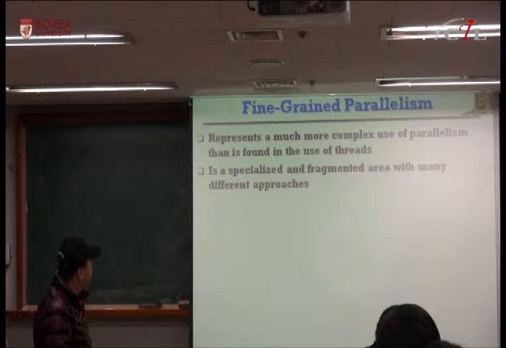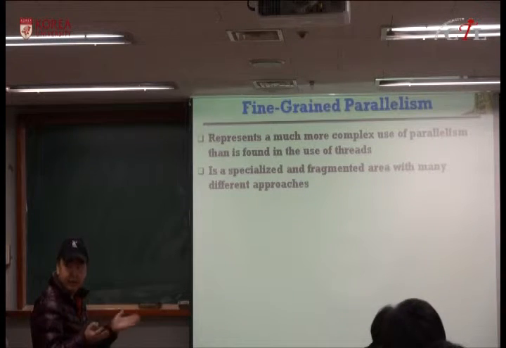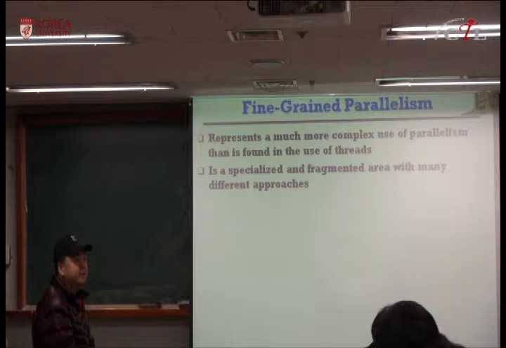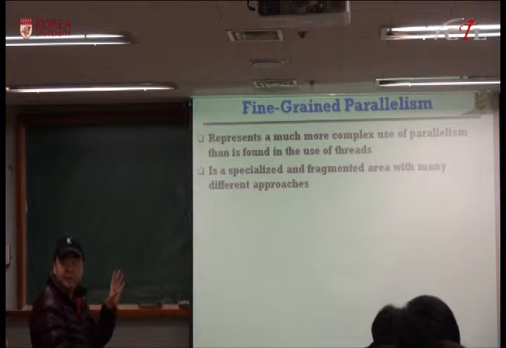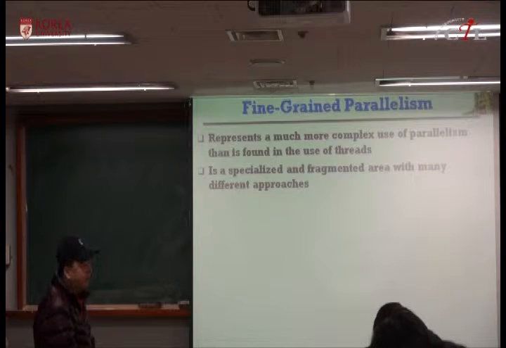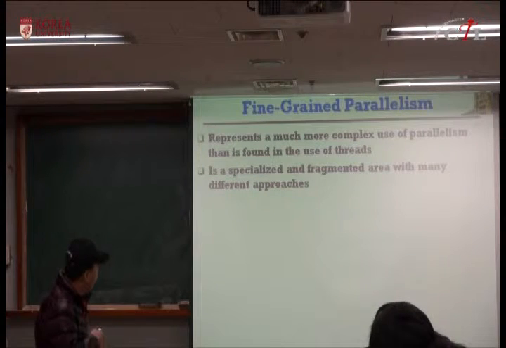Fine-grained parallelism, as we have discussed, is less than 20 instructions. There is a lot of coordination, so this is hard to exploit because there is too much coordination, synchronization and dependency. Usually this can be exploited at the instruction level by the hardware. At the operating system or scheduling level, it's not easy to exploit. It represents a much more complex use of parallelism than is found in the use of threads.